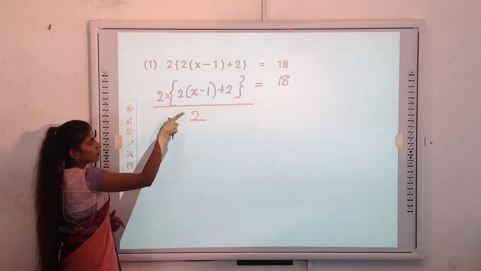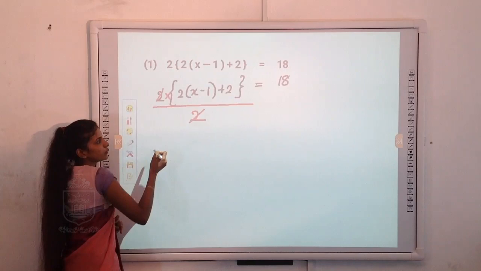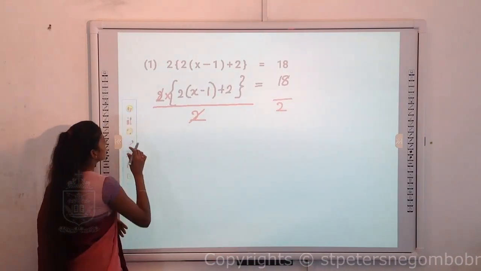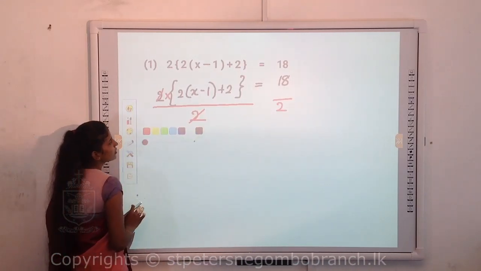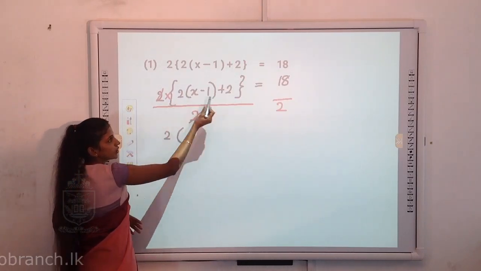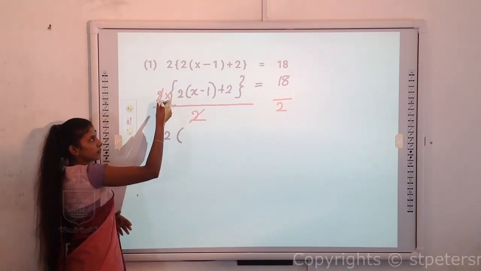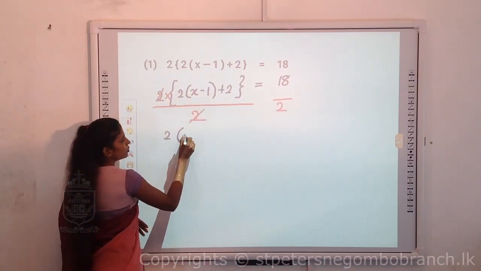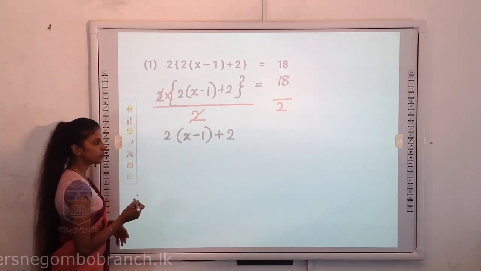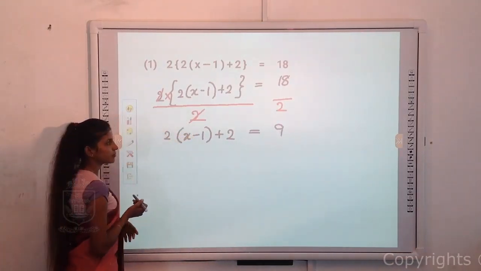That means we need to cancel this 2. So in cancelling, you have to divide. Therefore this 2 and 2 will cancel off. And then this side can also be divided by 2. So what is remaining in left side? 2. Now we don't want to put the curly bracket. Curly bracket has already been removed. So what is remaining? 2x minus 1 bracket plus 2. Now we need to put the curly bracket again. 18 divided by 2, answer is 9.